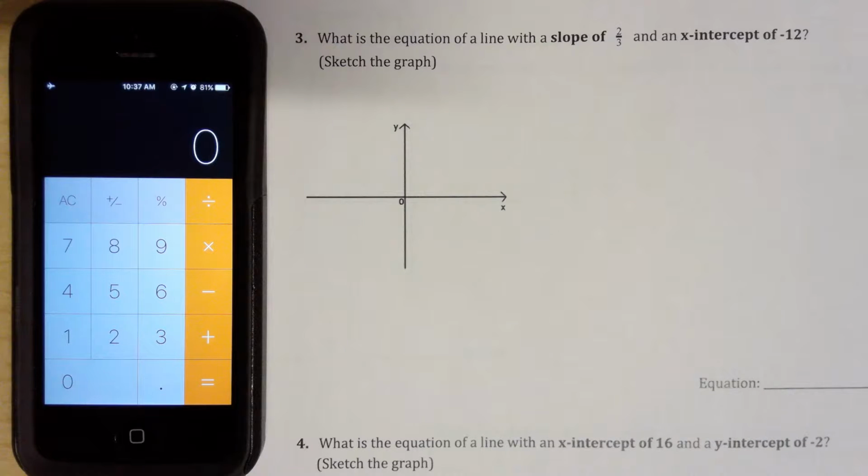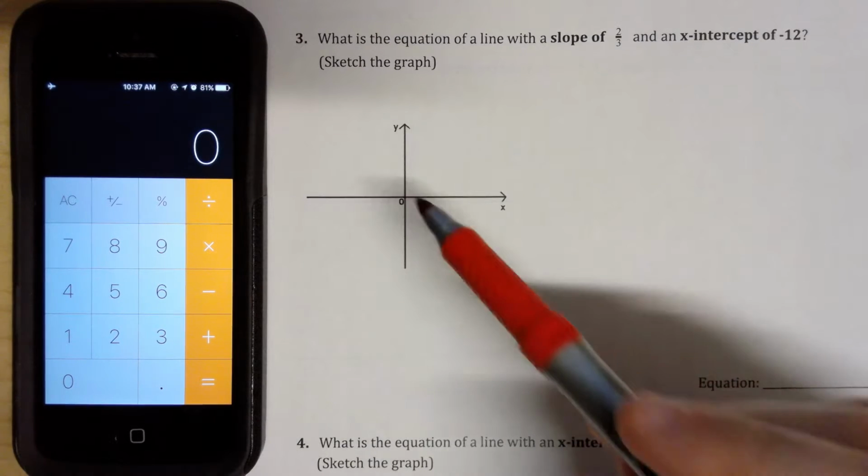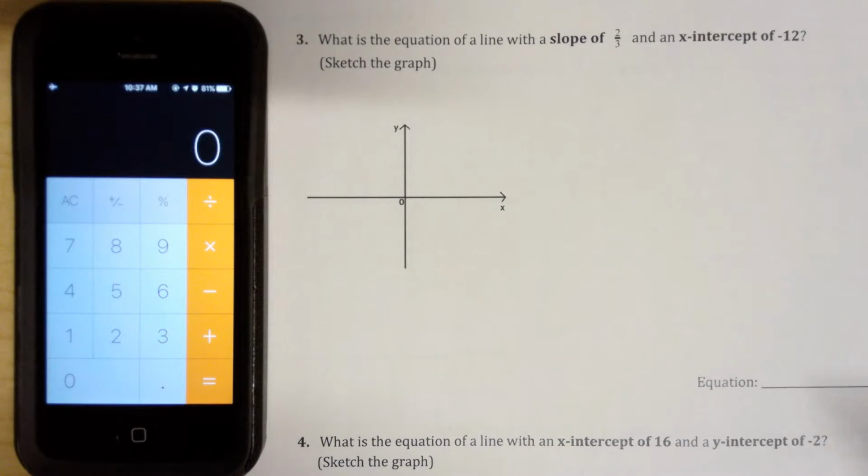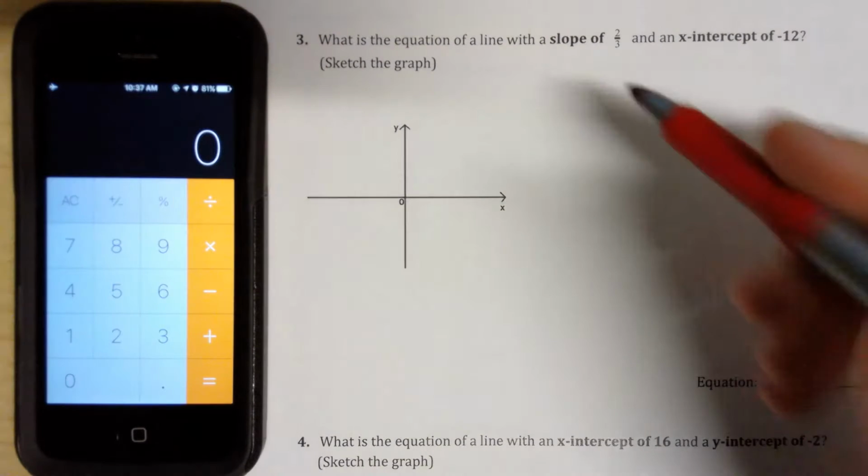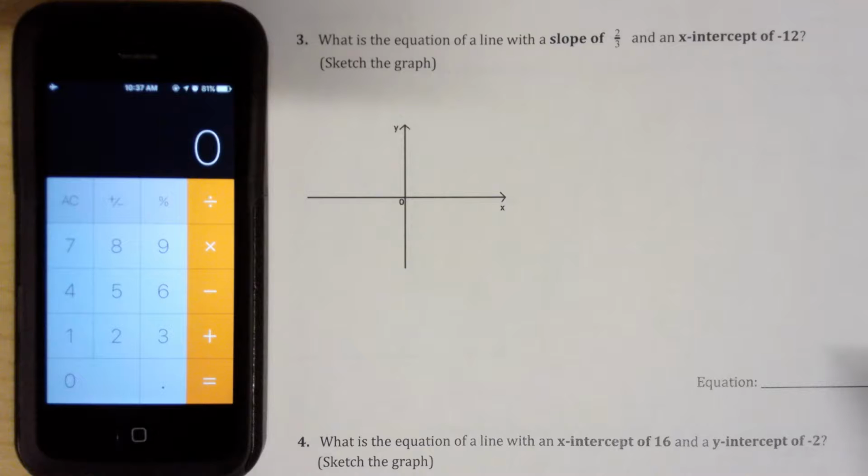Hey everyone, so in this problem I'm going to show you how to find an equation when you're given a slope as a fraction and an x-intercept. And I'm going to show you how to sketch the graph. So, first thing we're going to do here is we're given a slope that's 2 over 3 as a fraction.